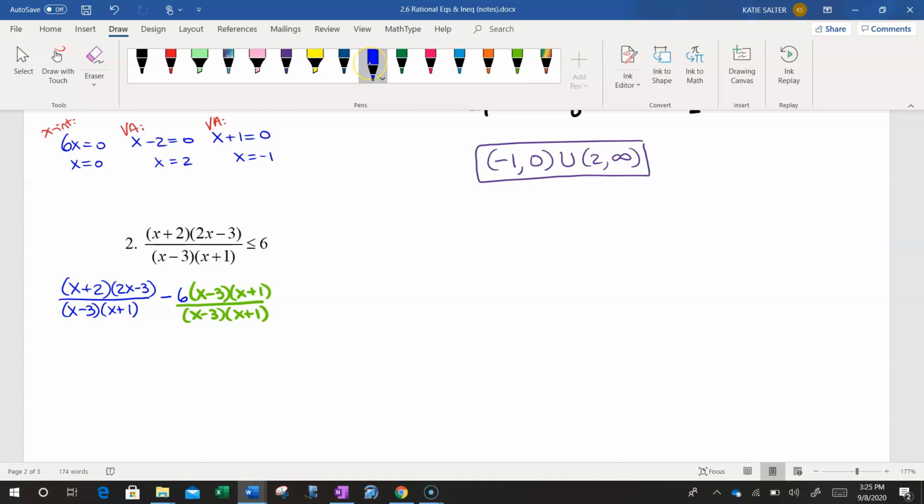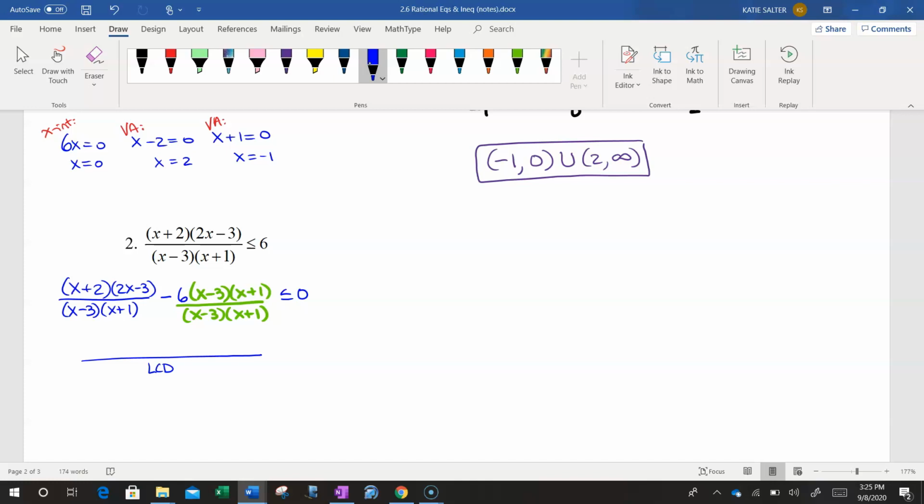And then that makes this whole thing less than or equal to 0. Well, now we've got to clean this up. And y'all, to make this simple, I'm just going to keep writing LCD under each one, so I don't have to write x minus 3 times x plus 1 a million times. What we need to do is clean up this numerator. So we're going to have to FOIL the x plus 2 times 2x minus 3, and also the x minus 3 times x plus 1, and then distribute that 6 in.